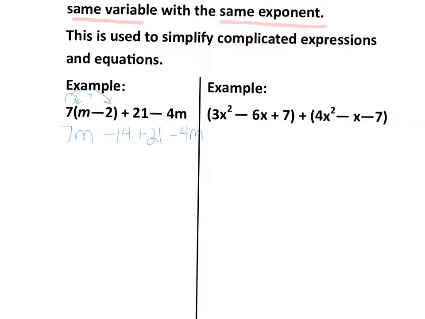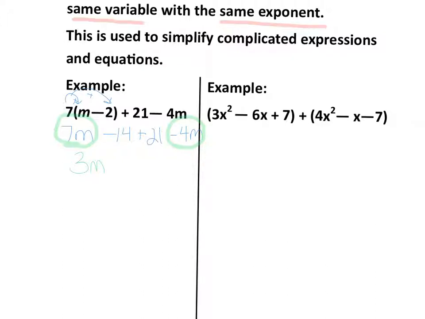Now we can go through and we can look and say, what is similar? Well, the first thing that we note that's similar is the 7m minus 4m. That means 7m's take away 4 of them. Notice that when I circled the 4m, I circled the symbol immediately before it, the subtraction sign. That's how I knew I needed to subtract. So 7m take away 4m equals 3m.